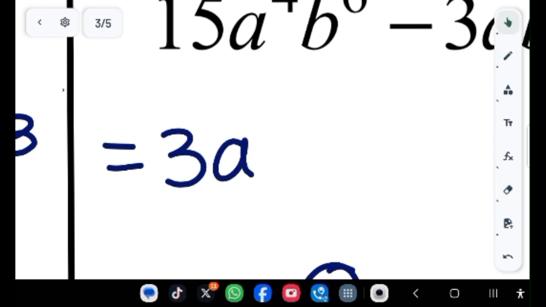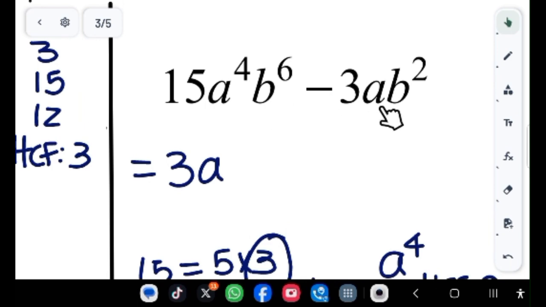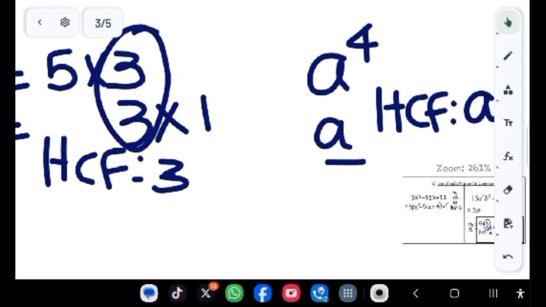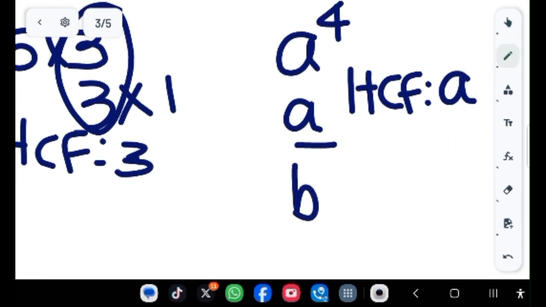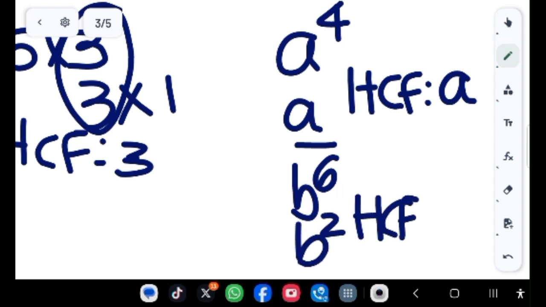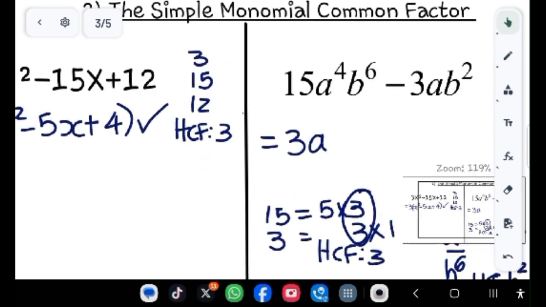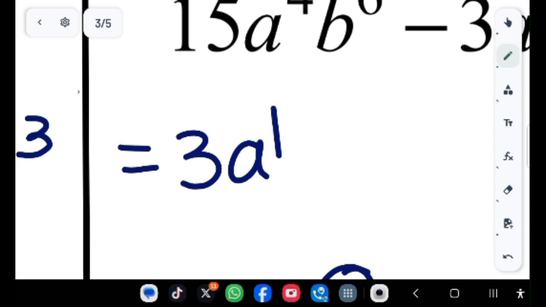That's what we take out for the A's. Now let's look at a common factor between the B's. It's b to the power of 6 and b to the power of 2. The highest common factor between the two is b to the power of 2. So let's take that out. So b to the power of 2.